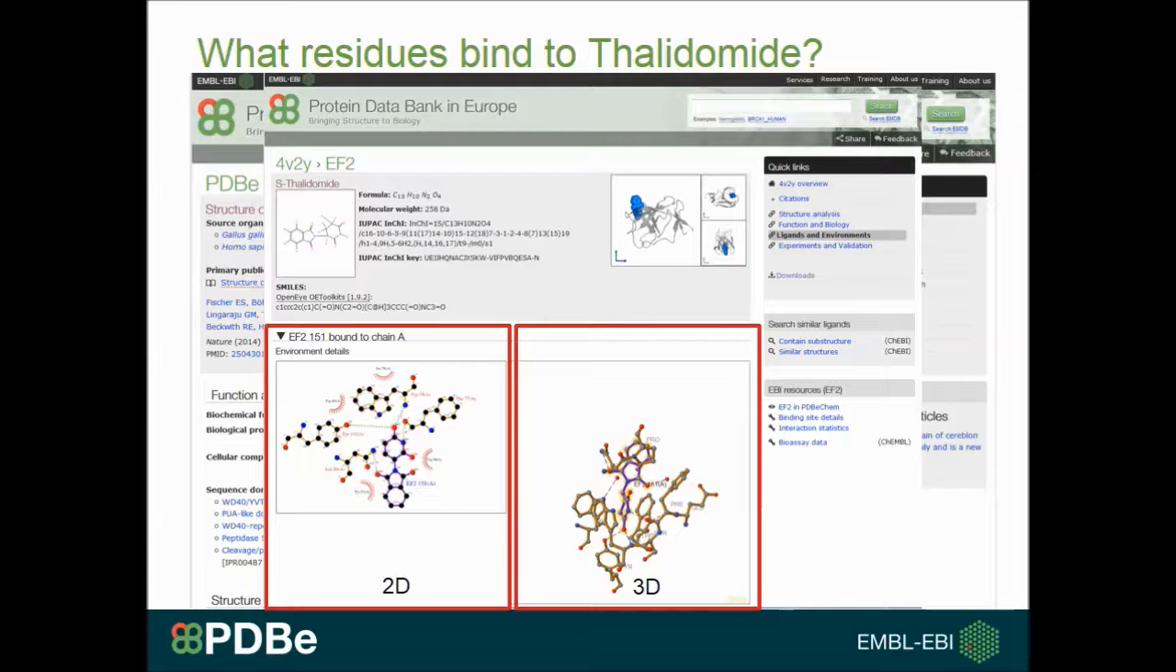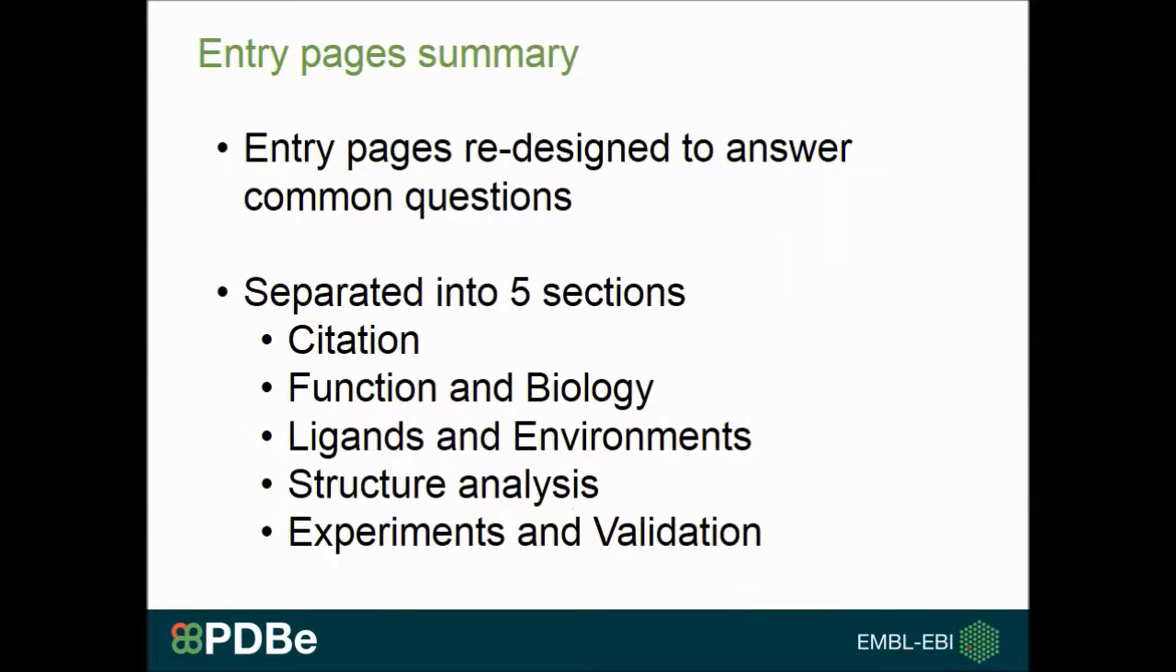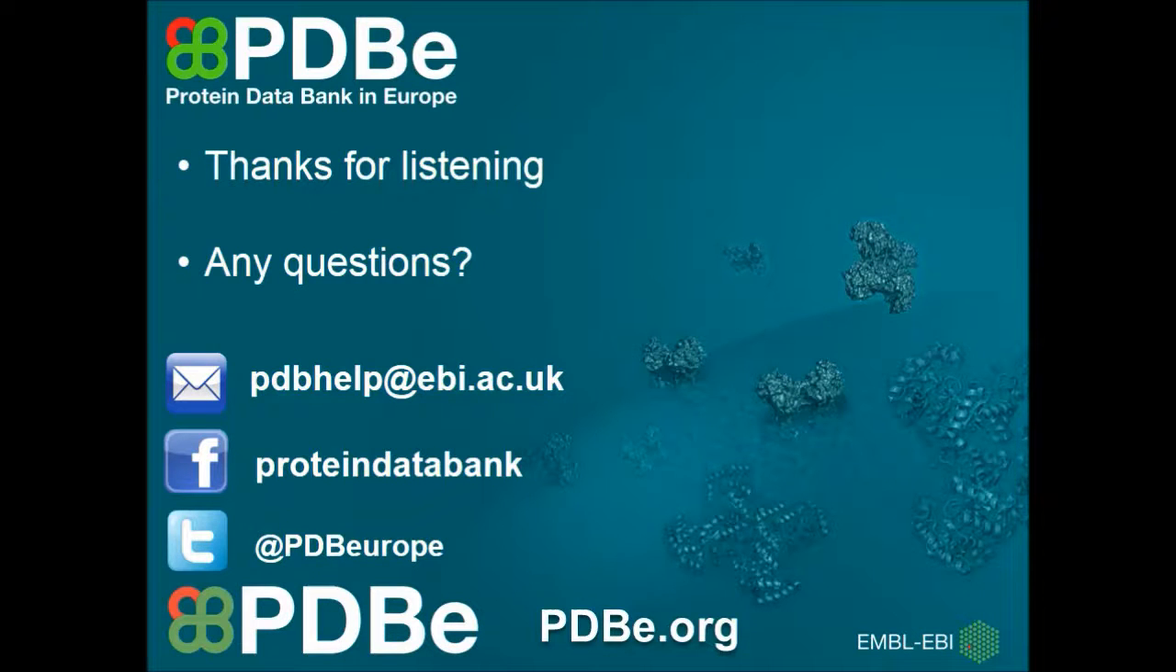So to summarise, our entry pages have been redesigned to answer common questions. They've been separated into 5 sections, which are citation, function and biology, ligands and environment, structure analysis, and experiments and validation.